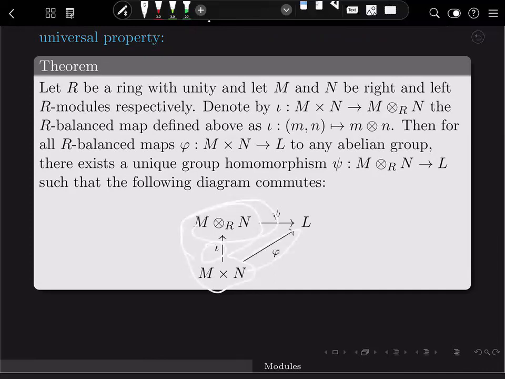Now, in the next video, we'll turn the tensor product from an abelian group into a module over some ring, and that will require M to be something called a bimodule, and we'll tackle that in the next video.